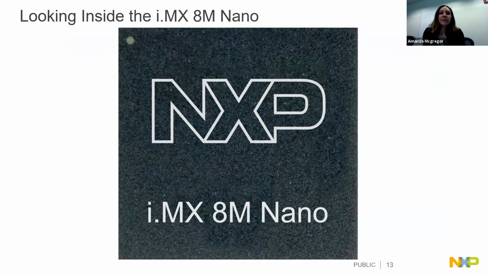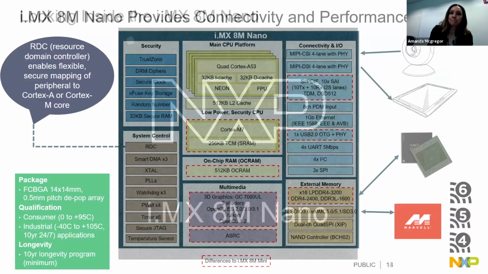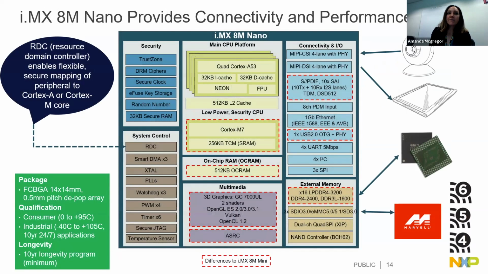Okay, so let's look inside the 8M Nano. Now that we know what its key features are, let's look into a little bit more detail. Here we have our block diagram of the 8M Nano. You can see this block diagram in our data sheets and on our website. You can get a lot more detailed information through that documentation. But this is what we put in there.